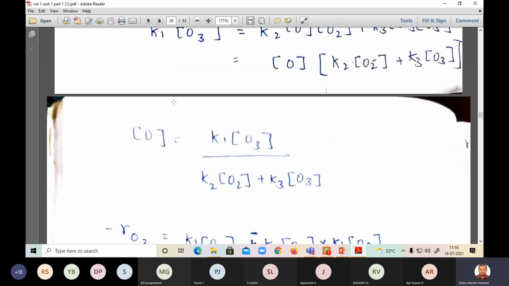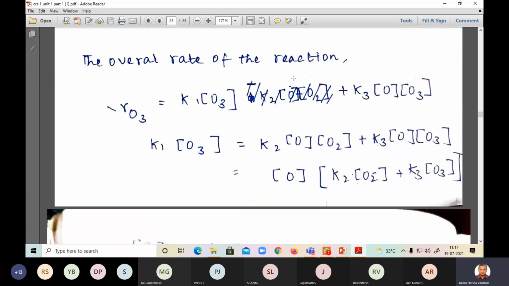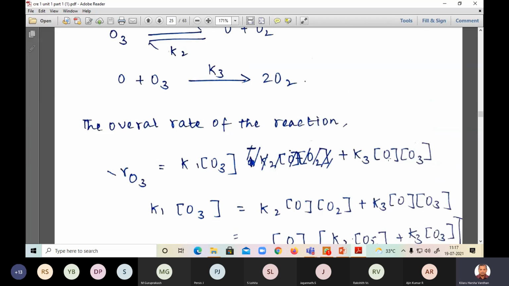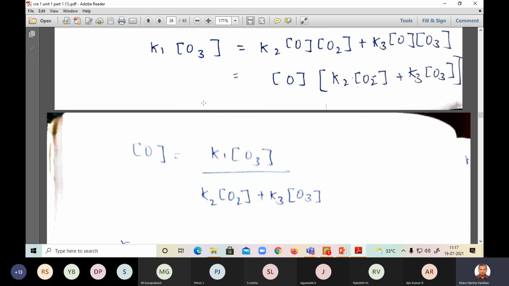So if you equate, then I get this is the overall rate. Then you are getting it in terms of O. That O, or O star, we have to eliminate. That is nothing but again write the formation and disappearance. Then what will happen? O will be K1 O3 divided by K2 O2 plus K3 O3. So K1, K2, K3, everything you know, and O3 and O2 concentrations we can find out.